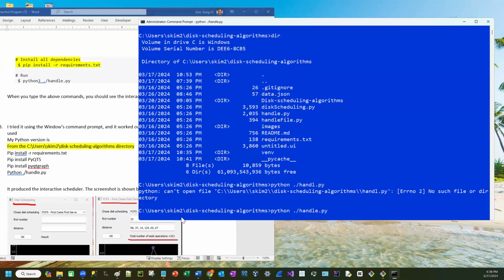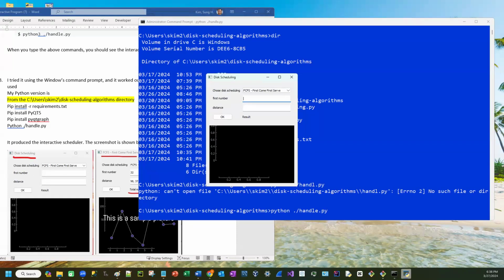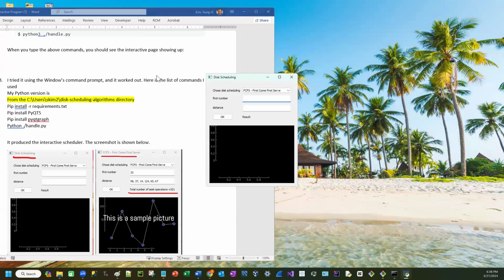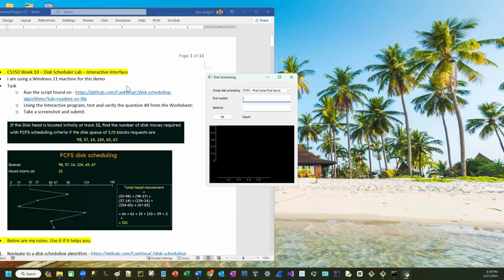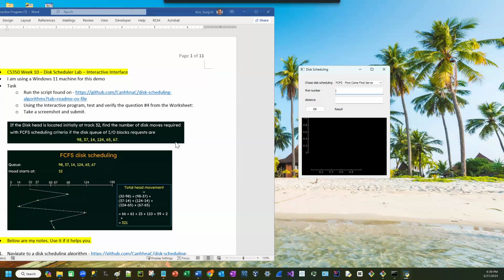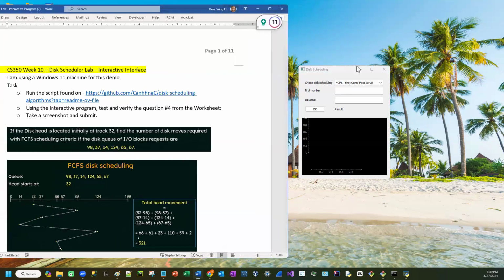And then it's going to take a few seconds, but you will see this interface coming up soon. All right, so let's give it a sec. There it is, right? So let me move this out of the way and move this also out of the way. I want to move this here, and I want to run this program, right? Because the initial location of the head is at 32.